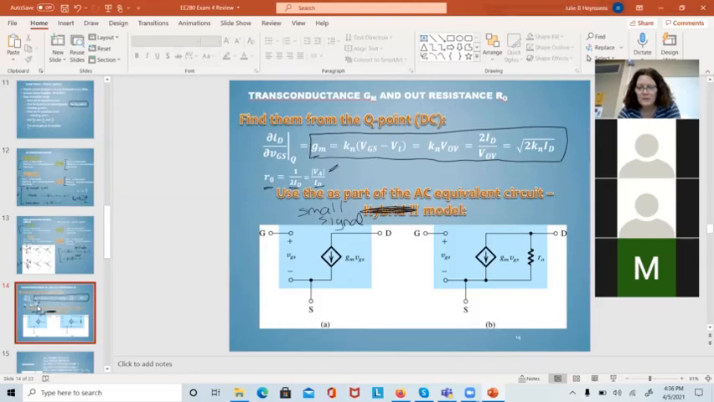So the most basic small signal model I have for my transistor, I've got a gate node here, I've got a source node here, I've got a drain node there. The gate to source voltage is of course VGS. There's a current source that's whatever value I've calculated for gm times whatever value of VGS I have, usually left as a variable, and RO I can calculate using the above equation.